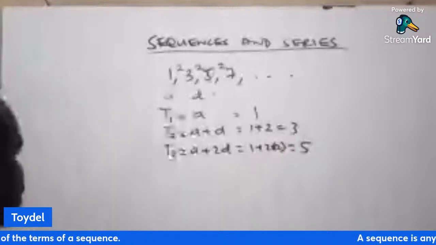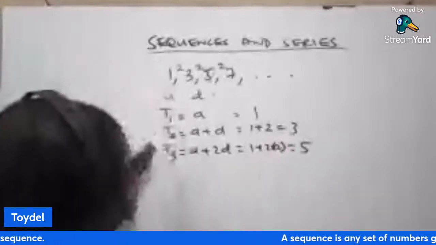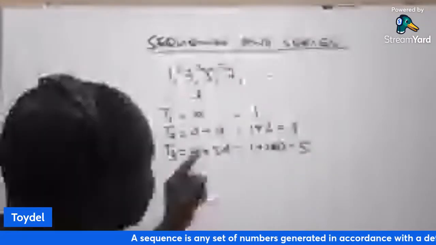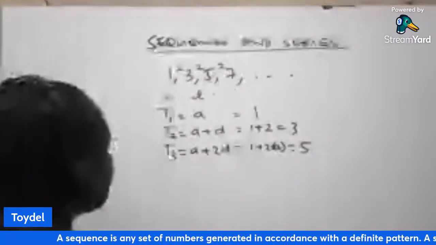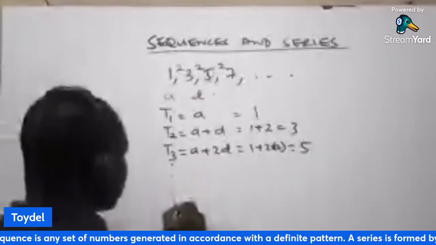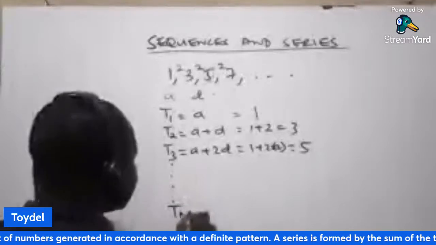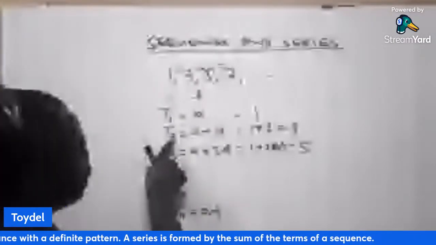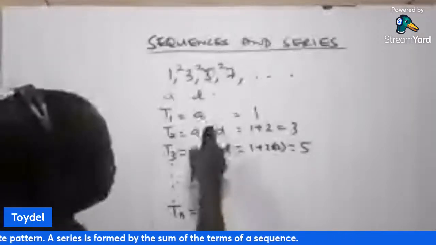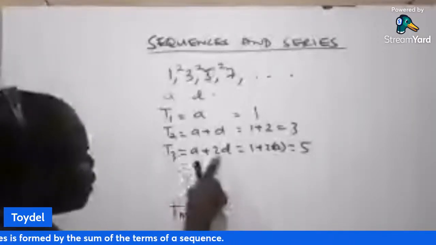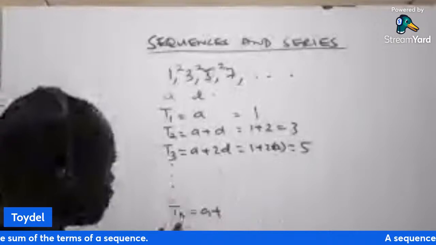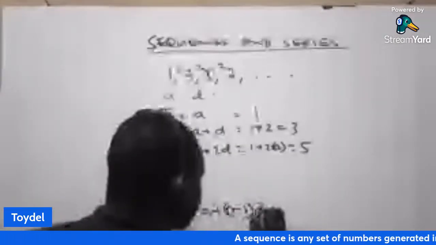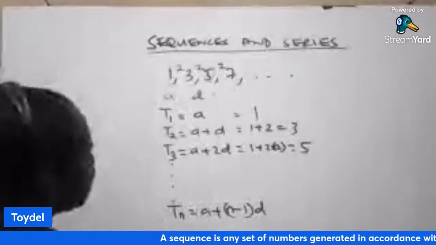You realize that if we continue in this order, we can actually generate the last term, which is called the nth term of this sequence. And if we do that, we are going to have Tn, which is equal to a plus, look at it, when we have 2 here, the coefficient of d is 1. When we have 3, the coefficient of d is 2. Then when we have n, the coefficient of d will be n minus 1 in the bracket, d. And that's what we are going to have.